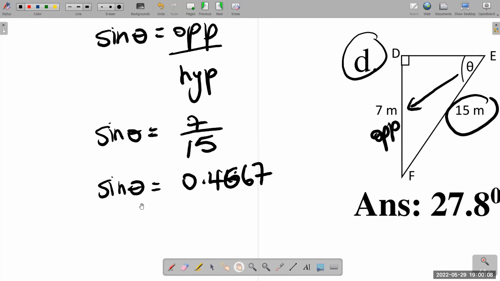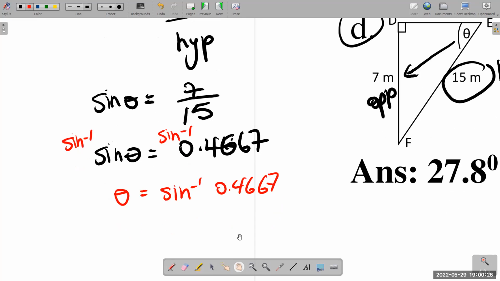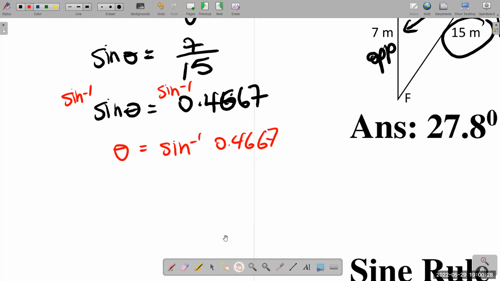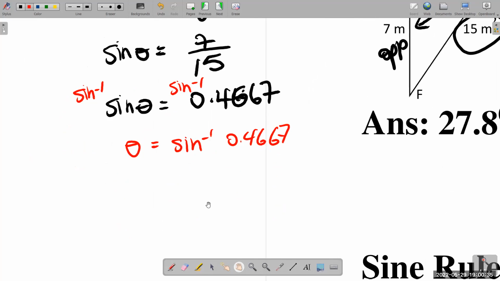Now from here, what do we do to find theta? Anybody remember? So how do we get rid of sine? We do what? Sine inverse, right? So when you do sine inverse on both sides, we have theta is equal to sine inverse of 0.4667. Now I need to make sure everybody calculated okay. Everybody find that for me now and type your answer. I need to make sure everybody calculated solid. You should get 27.8.